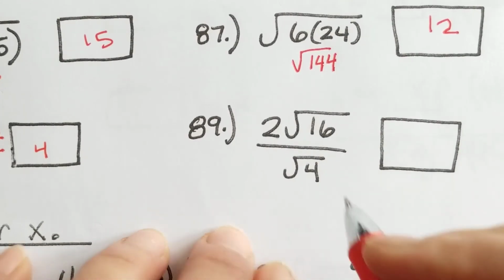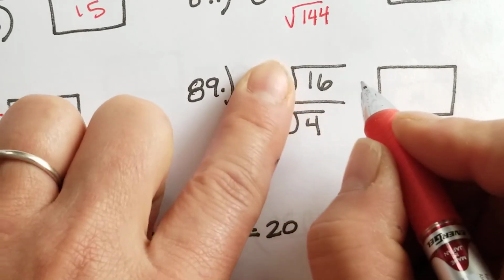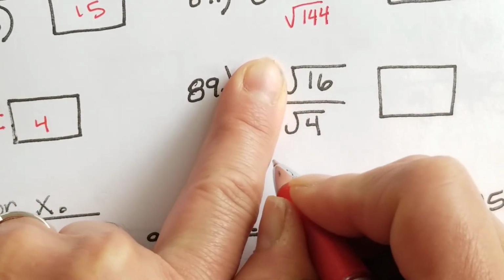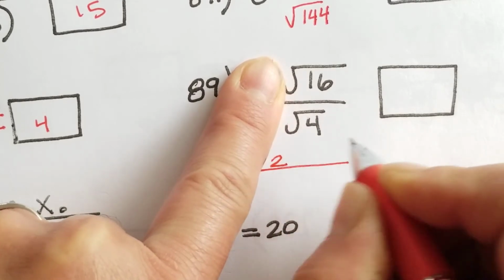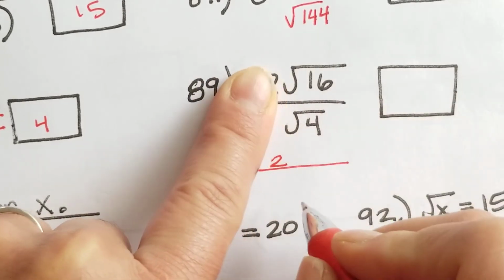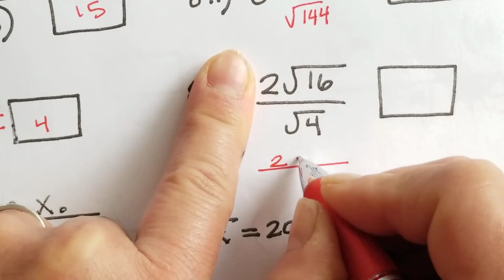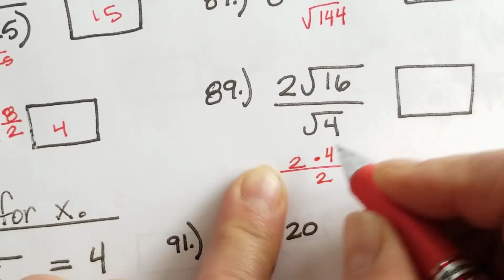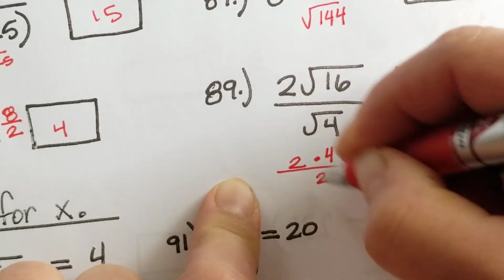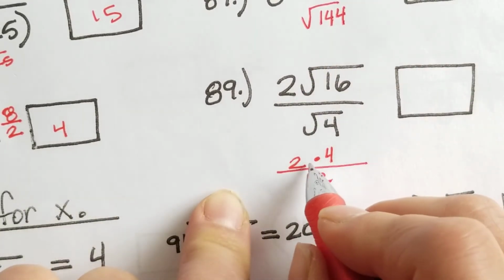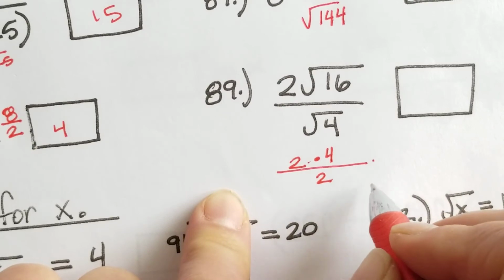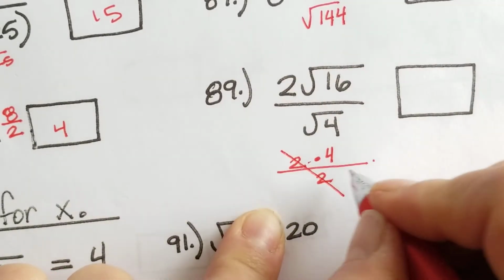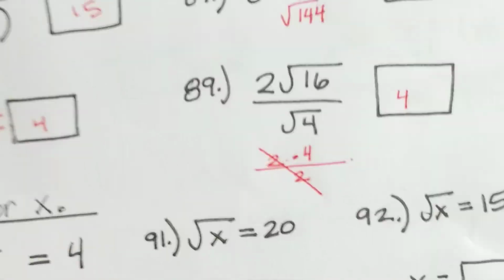Moving on over here. So we want to solve for the square root first, okay? So I'm going to write that over. So 2 times the square root of 16 is 4, and then the square root of 4 is 2. You can either just cancel those 2's out, or you can just say 2 times 4 is 8, divided by 2 is 4, or just cancel those out. You have 4 over 1, or 4.